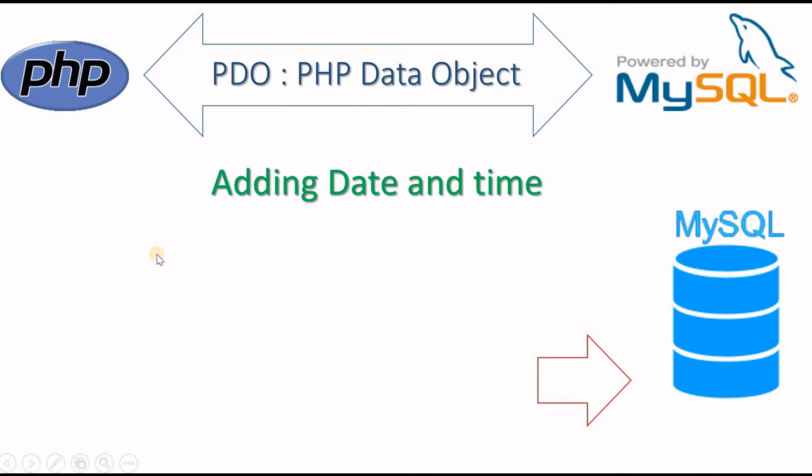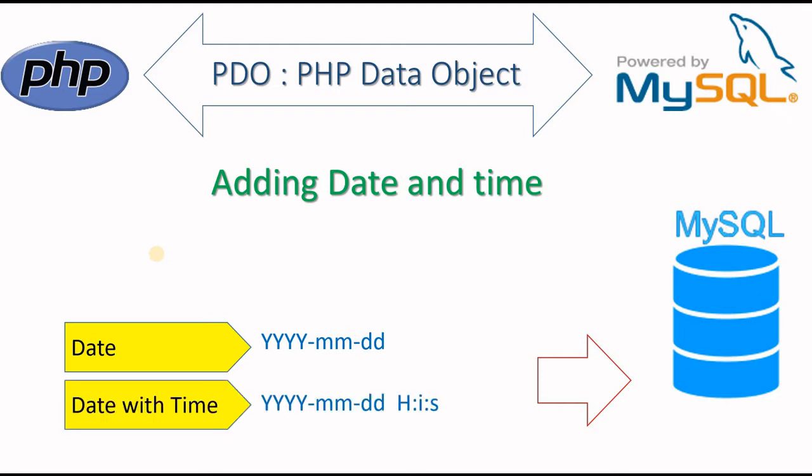Hi friends, we'll learn how to insert current date and time to a MySQL table. To insert only the date, we have to use the YYYY-MM-dd format, and to insert date and time, we have to use YYYY-MM-dd and hour, minute and second. This particular format we have to use to insert current date and time to a MySQL table.